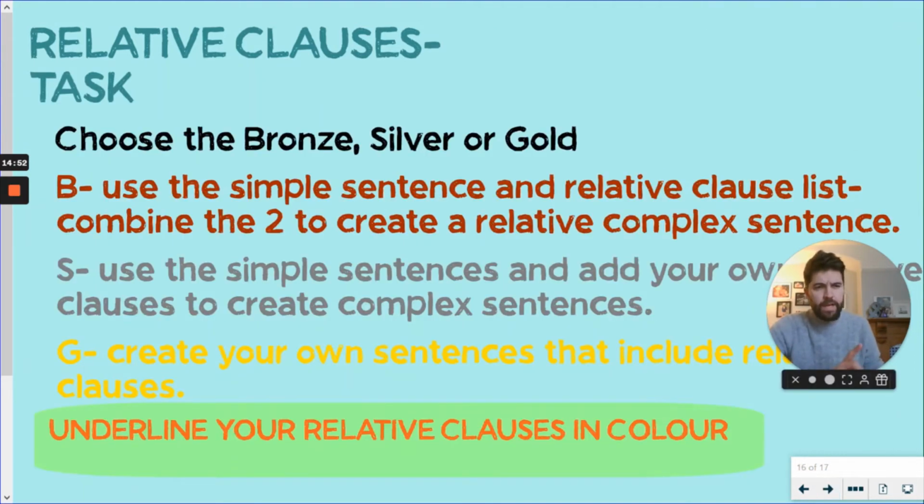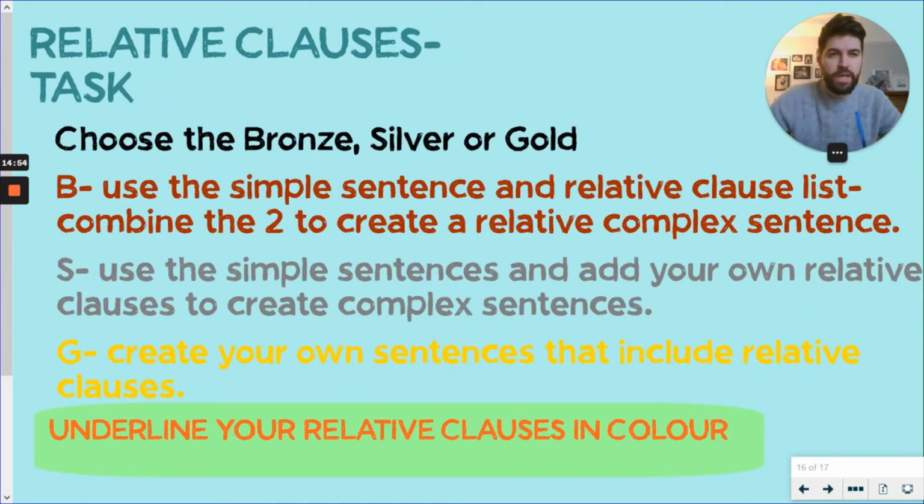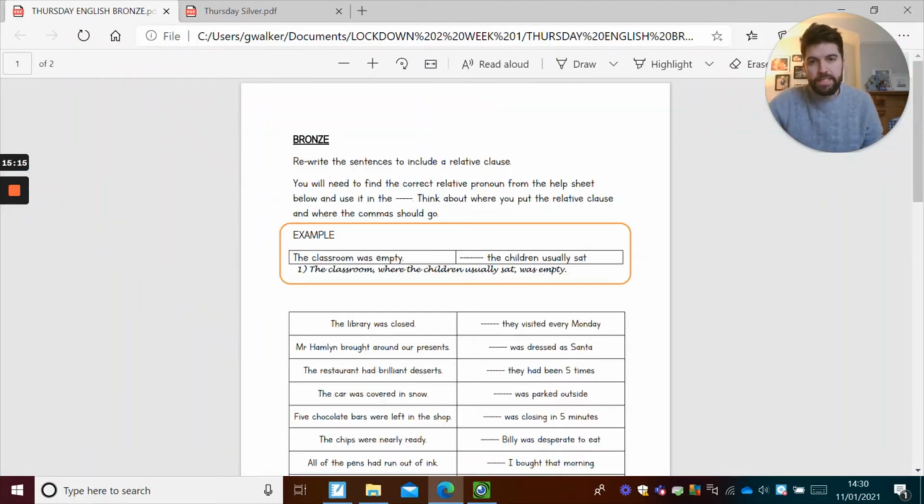Okay, task time. Don't go just yet. Just listen to all the tasks. I'll tell you when to get cracking. You're going to choose bronze, silver or gold today. And bronze is where I'm giving you the pieces of the puzzle to construct the sentence, really. I'm giving you the main clause, I'm giving you the relative clause. What you need to do is find the relative pronoun and put it in. So have a very quick look at that. This is the bronze sheet.